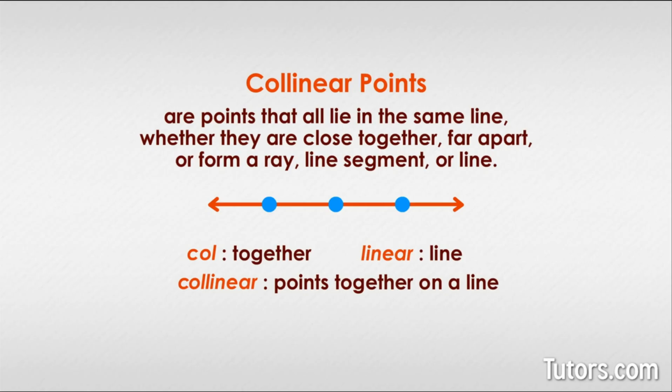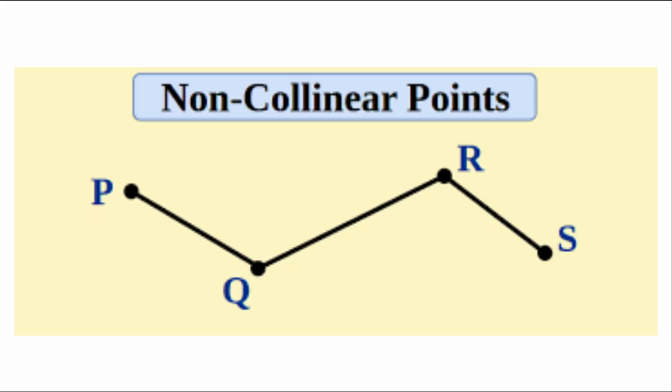Collinear points. So these are points that all lie on the same line, whether they are close together or very far apart, or form a ray, a line segment, or a line. It doesn't matter. If they are on the same line, they are called collinear points. And the parts of that word are co, and that means together, and then linear means line. Non-collinear points do not make a line, even if they are connected by line segments. If they are not on the same straight line, they are not collinear.